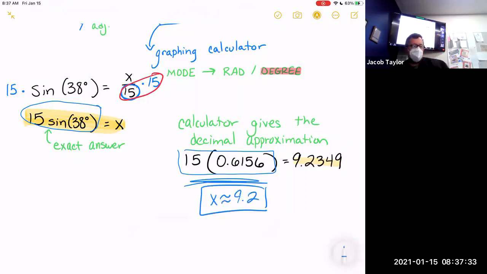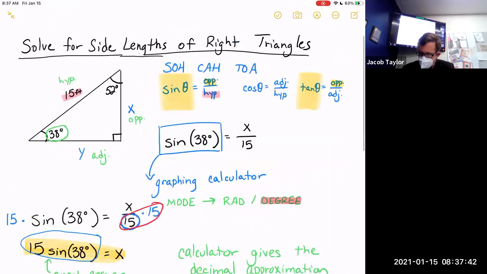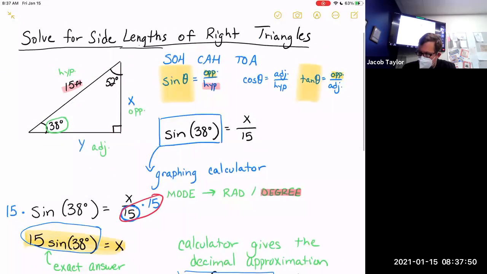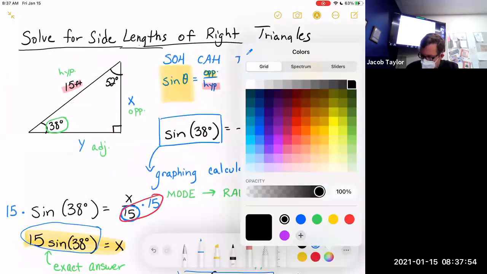I don't want to get my math card revoked. You don't have a math card? Math wizard school. Okay, so now we know the opposite side there was 9.2. So we can go back up and write that on there.